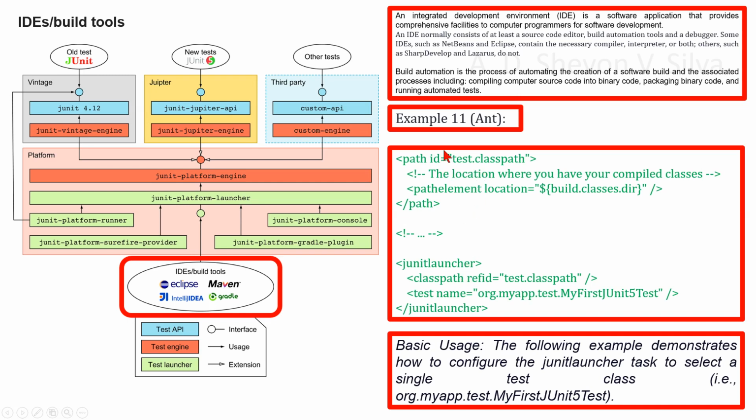As an example 11 in Ant, we can consider this segment, the basic usage. Here this example demonstrates how to configure the junitlauncher task to select a single test class, that is org.myapp.test.MyFirstJUnit5Test.